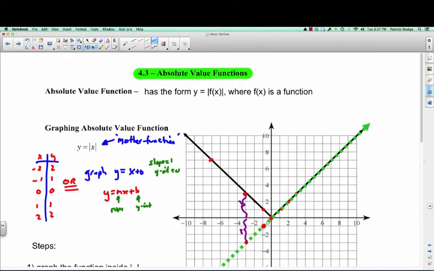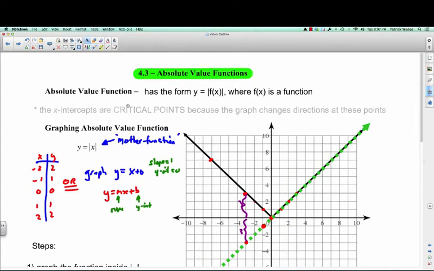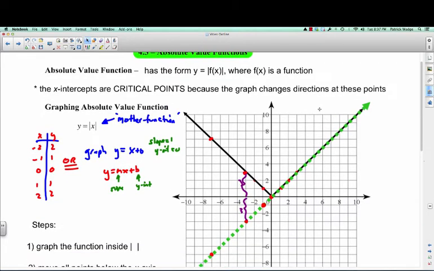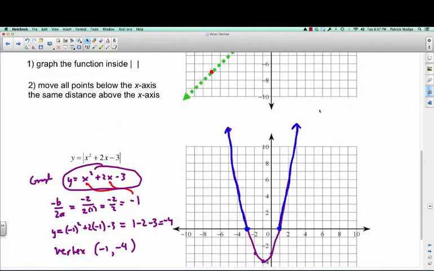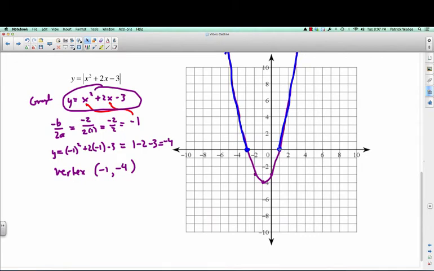In fact, we have a name for them that I'll just put down here for you. The x-intercepts are called critical points, and the reason they're called critical points is because this is where the graph changes directions at these points. Right now, if you look at this graph, it doesn't look like the graph changes directions there, but it will, and the reason it's going to change directions is because of the absolute value signs.